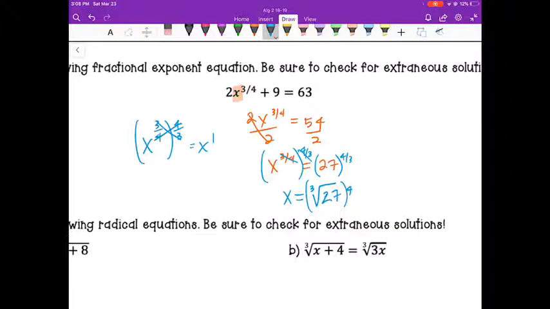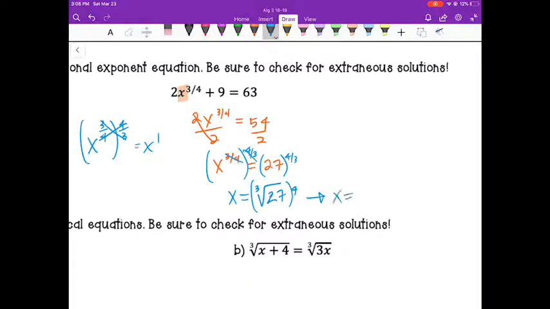Cubed root of 27 is 3. 3 to the 4th is 81. X equals 81. I plug my answer back in to make sure that I can actually take 81 to the 3/4 power. And I do. I multiply by 2 and I add 9 and I get 63. So I do not have any extraneous solutions.